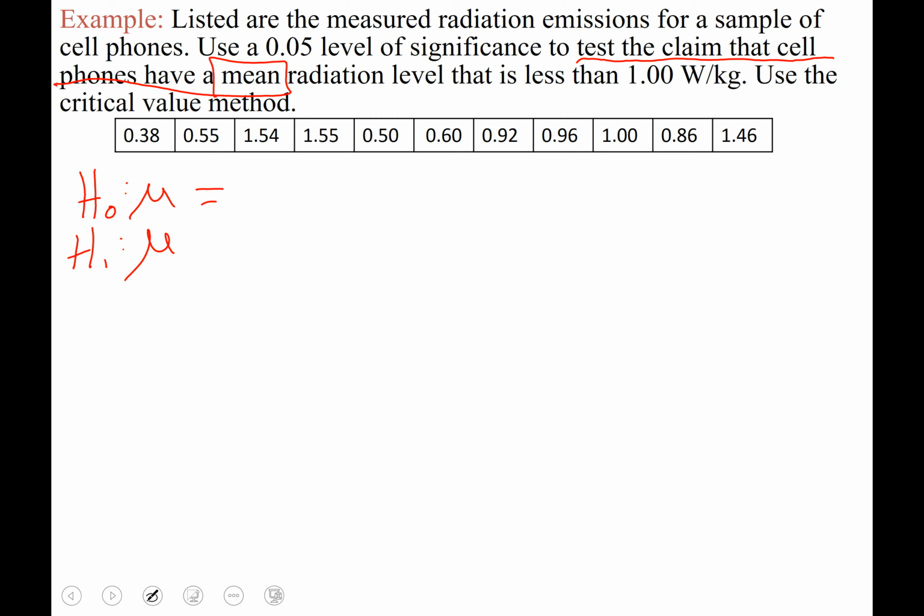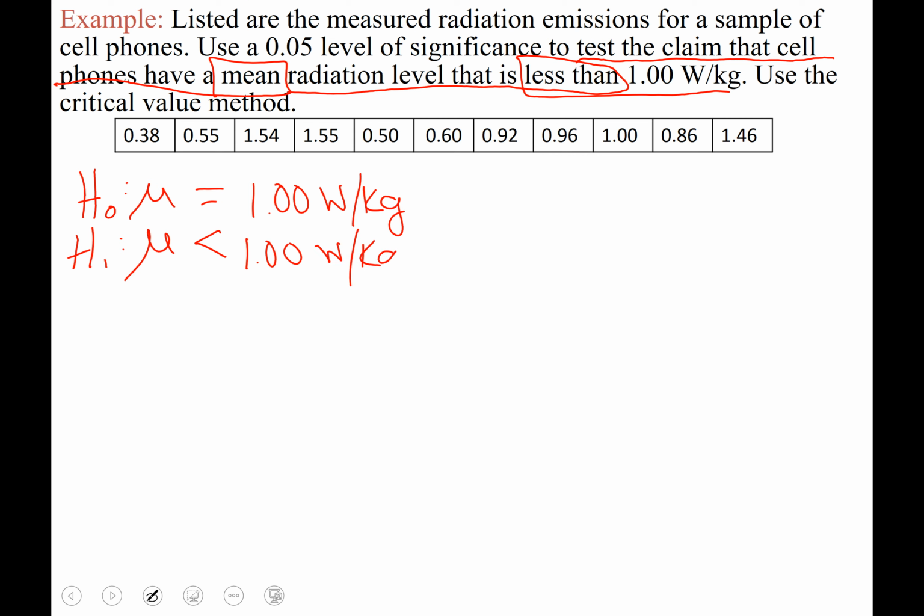The null hypothesis always gets an equal sign, and it's time to make your next decision. Which inequality do you put for the alternative hypothesis? Well, the claim is that cell phones have a mean radiation level that is less than 1 watt per kilogram. So we use the less than symbol there. 1 watt per kilogram is what we're judging this against. They're claiming that it's less than that. Okay, critical value method, we need a graph.